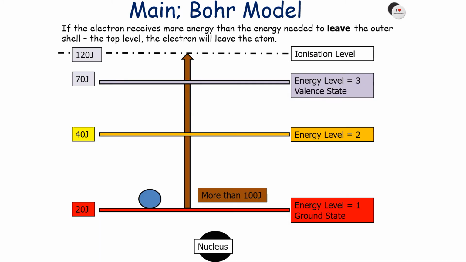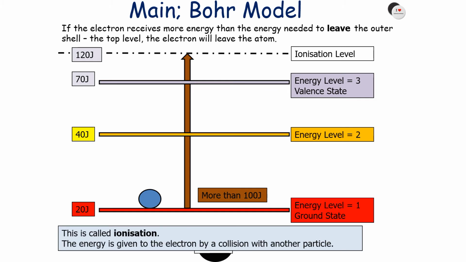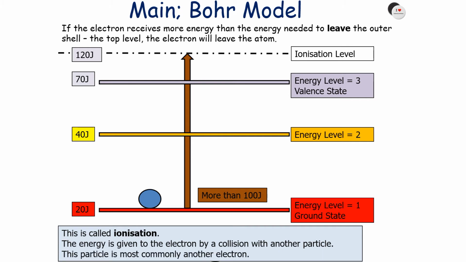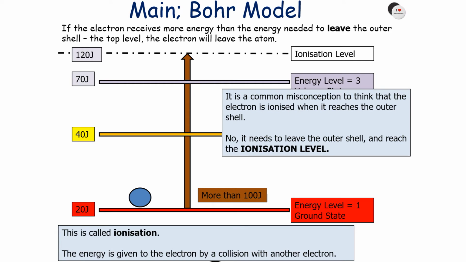Now if the electron receives more energy than the energy needed to leave the outer shell, the top level, the electron will leave the atom. Now this process is called ionization, and the energy given to an electron by a collision with another particle can cause this, and the most common example of this is another electron. So this energy given to the electron by a collision with another electron can make it leave the atom, which is ionization. Now it's a common misconception to think that the electron is ionized when it reaches the outer shell. No, it needs to leave the outer shell and reach the ionization level.